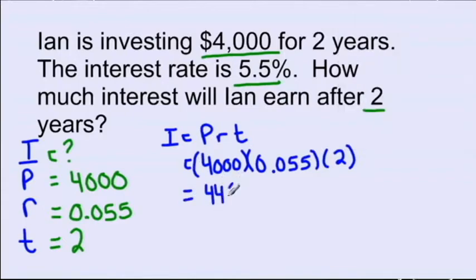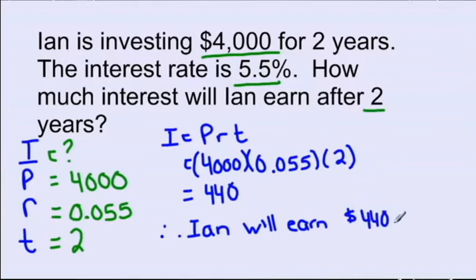Because it's a word problem, we're always going to want to have our therefore statement, and we want to answer the question, how much interest will Ian earn after 2 years? So therefore, Ian will earn $440 in interest.